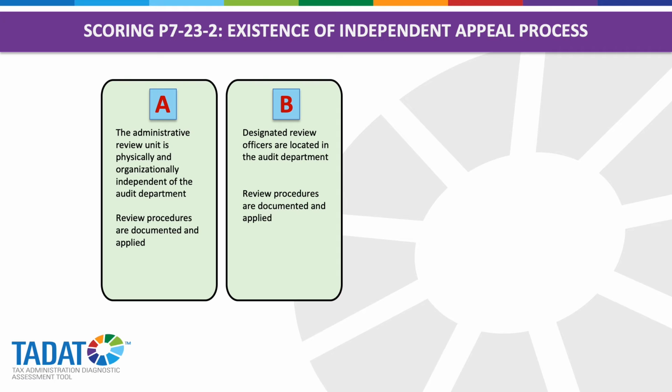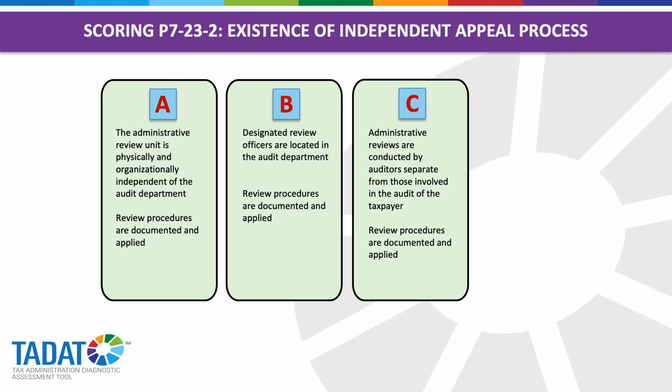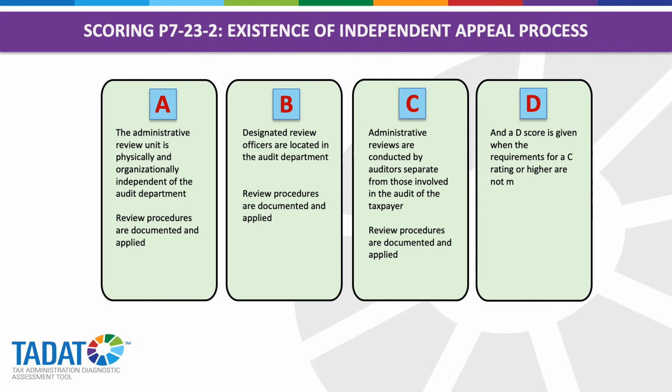To get a B-level score, you do not have an independent separate administrative unit, but you must have designated review officers who are located in the audit department. Also, objective review procedures must be documented and applied. To get a C-level score, the administrative reviews are conducted by auditors separate from those who are involved in auditing the taxpayer. However, you do not have any designated officers for review, but objective review procedures are documented and applied. And a D score is given when the requirements for a C rating or higher are not met. For example, the same auditors who are involved in auditing the taxpayers also conduct the review.